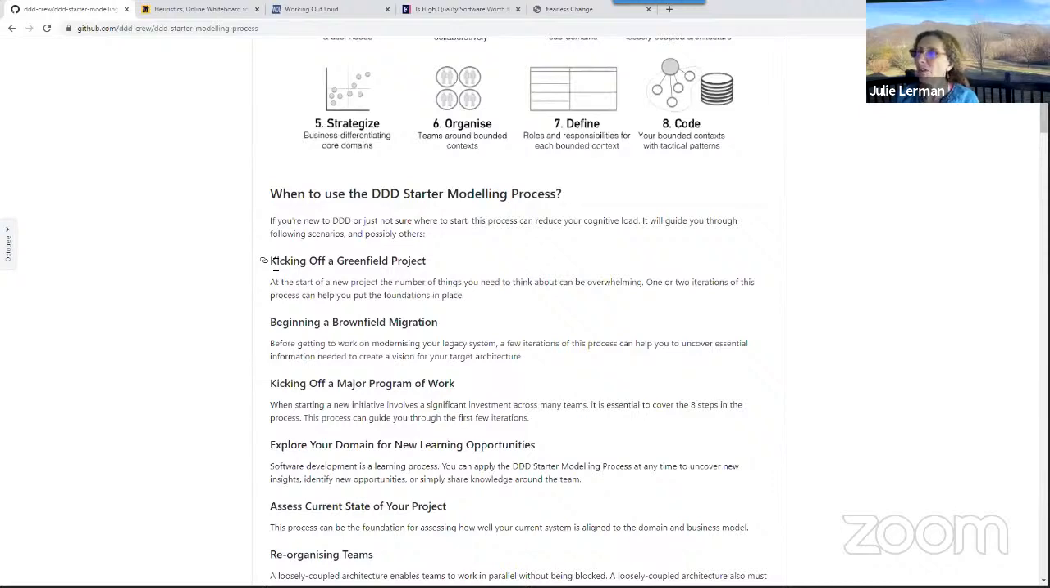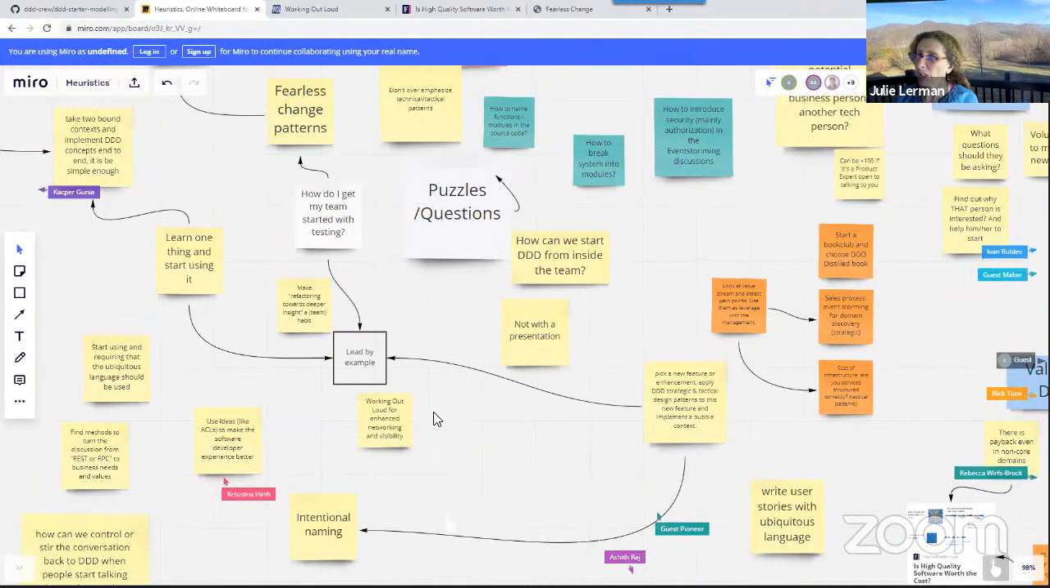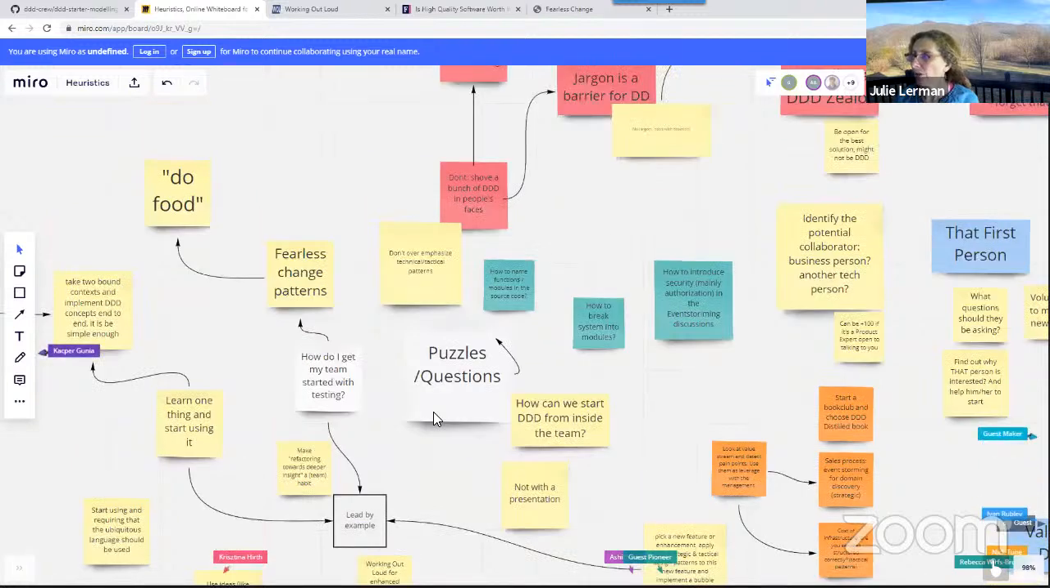Maybe some of the Fearless Change ideas, right? That are going to depend on where you are in the team, how much say you have, how much power you have. But regardless of that, bringing in a lot of the guidance that we're capturing here too, like intentional naming, like don't overemphasize technical or tactical patterns. Don't shove a bunch of DDD in people's faces.